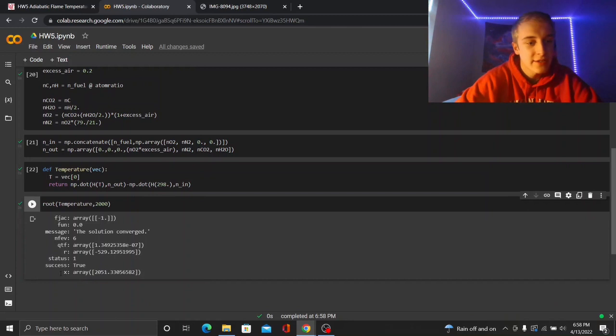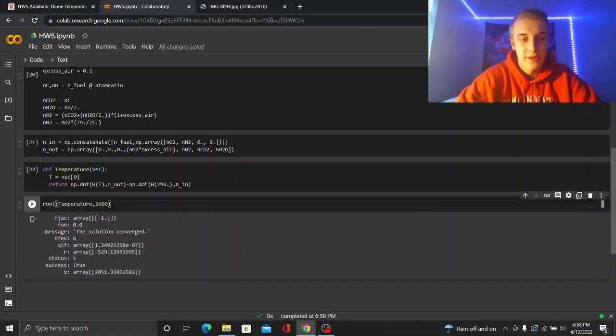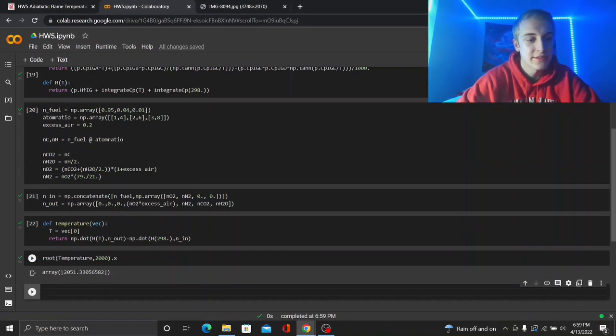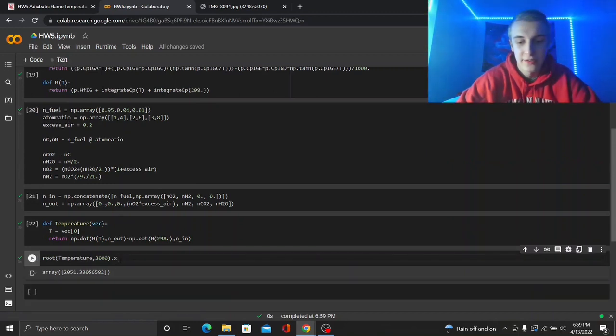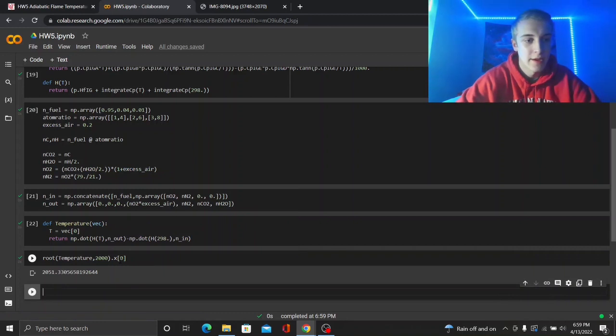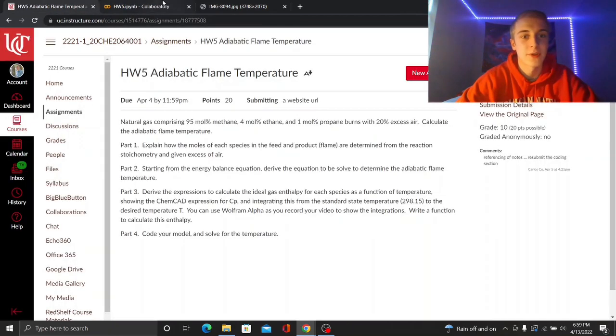And right here, this x component right here will be our answer, 2051-ish kelvins for our temperature. And I'm just going to get that component out by doing .x. And then since it's an array, I can get the first component of that as well. And that will be our answer for the temperature of the adiabatic flame for this problem.